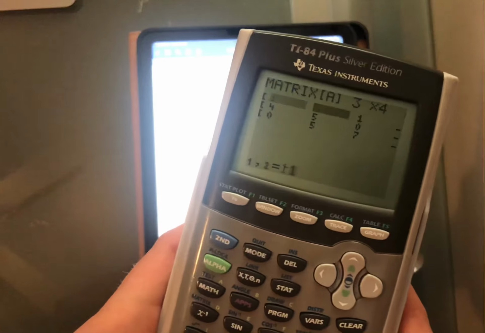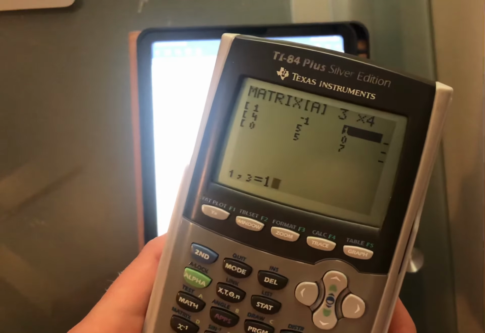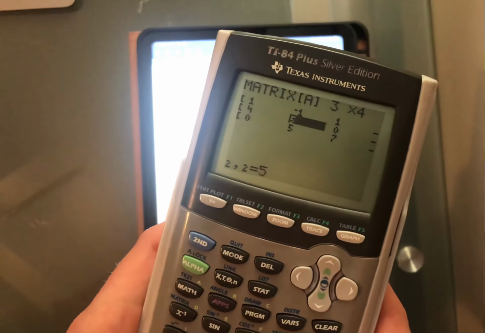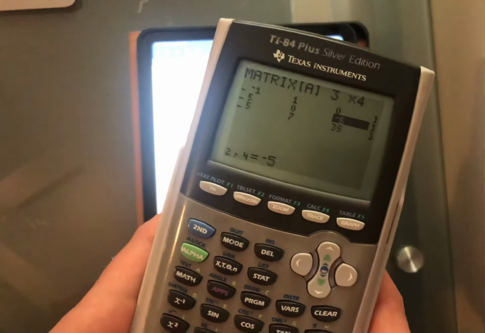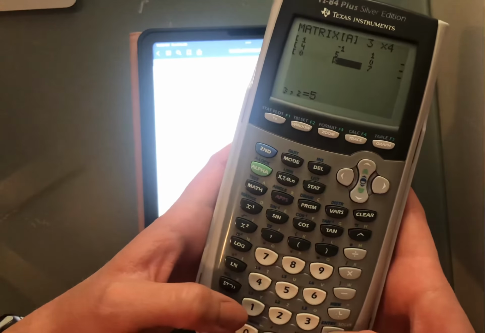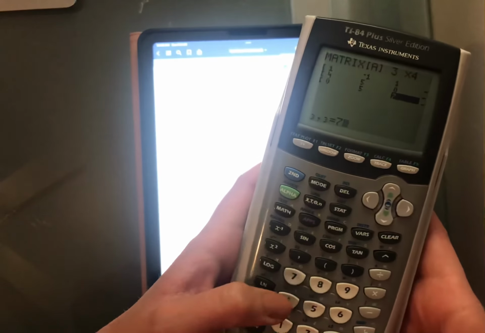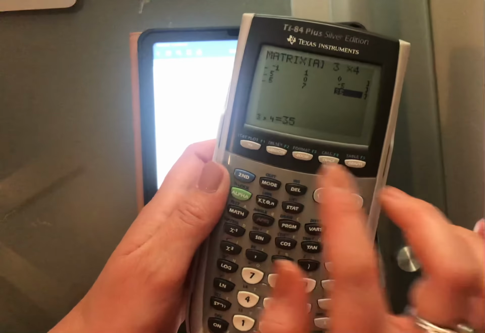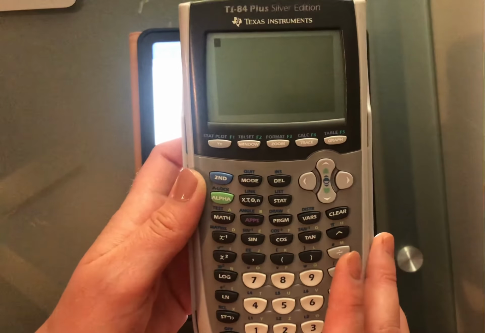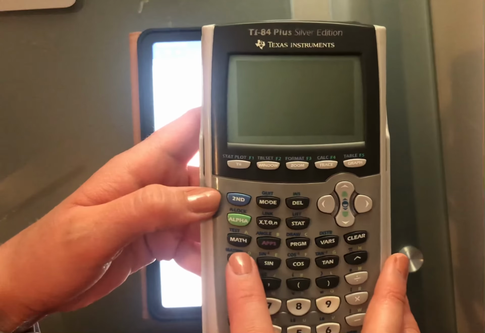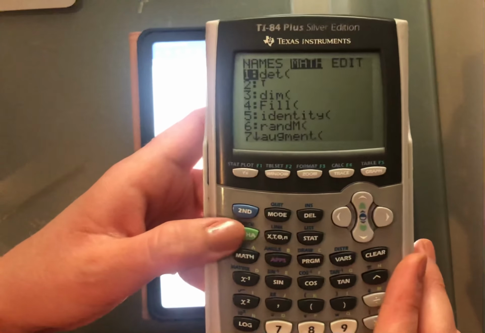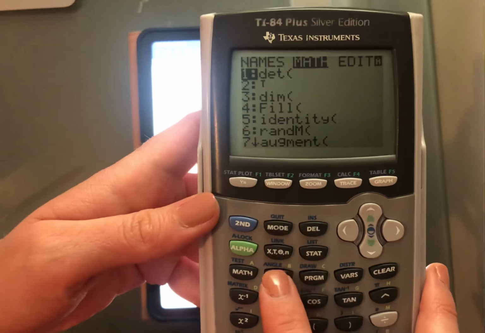So plus 1, minus 1, positive 1, 0. Moves down to the next line, 4, 5, 0, negative 5, enter. Then we're going to do 0, 5, 7, 35, hitting enter after each one. They're all typed in, so now I'm going to do second quit. Go back to this screen, then hit second matrix again. Go over to math. You're going to hit alpha and then hit B.